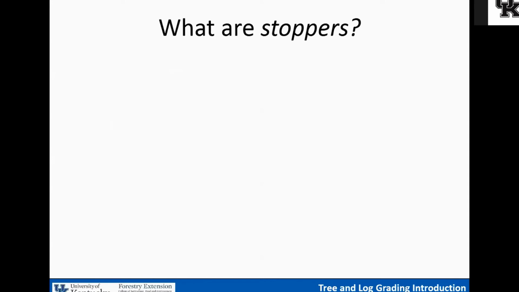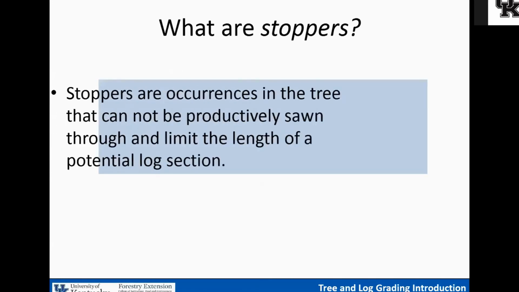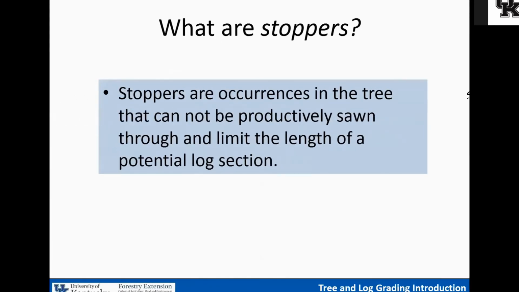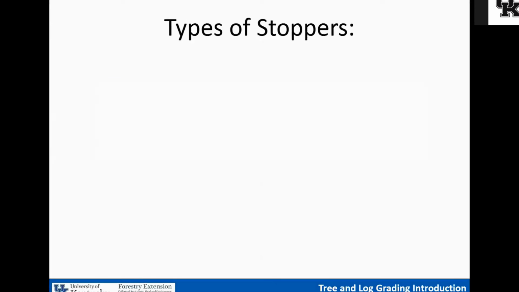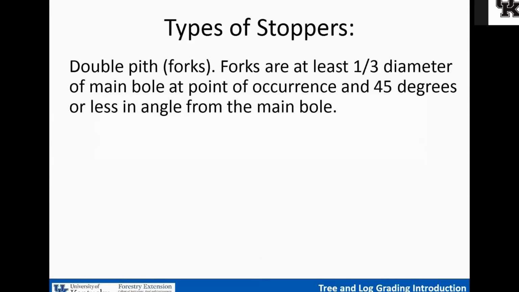So what is a stopper? That's essentially where you're going to stop measuring to in the height of that tree. It's an occurrence in the tree that cannot be productively sawn through, and that limits the length of that potential log section. And so there are a couple of different types of stoppers.